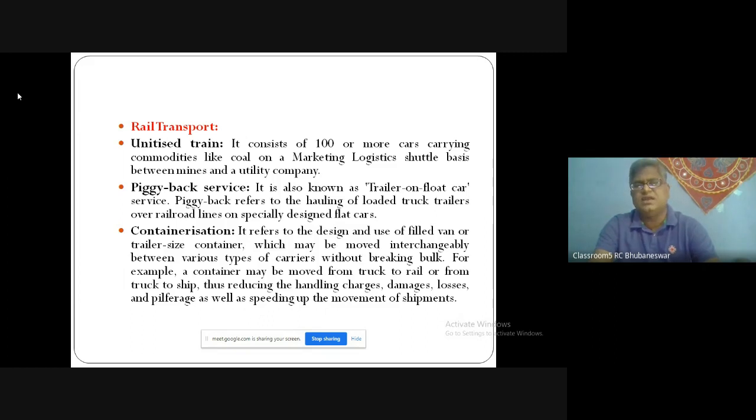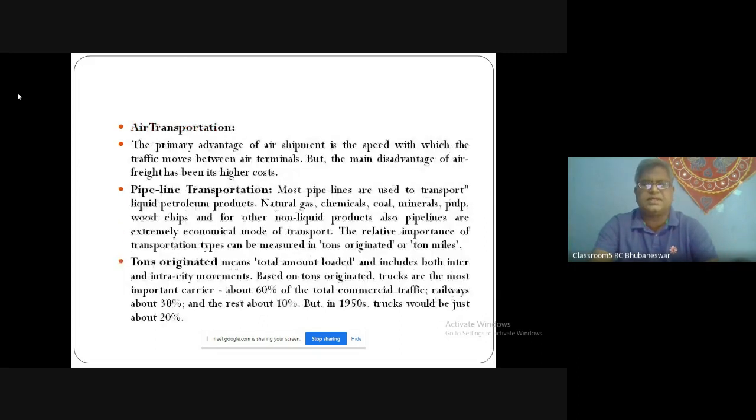There is the containerization system. In rail transport or water transport, they use containerization, a type of box system for breaking bulk, so a large amount can be sent. And air transportation is also there. Then pipeline transportation. Pipeline means natural gas, chemicals, coal, minerals. Through pipelines, particular types of goods can be transported from one place to another.